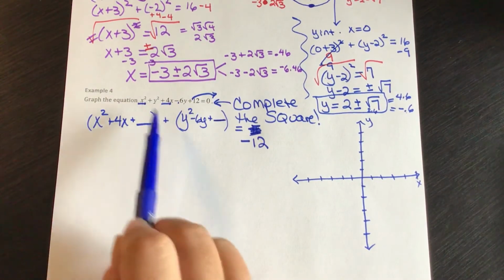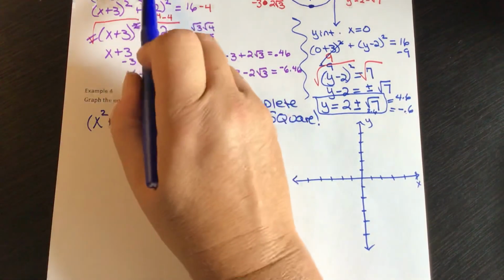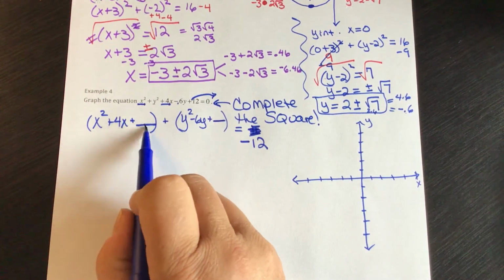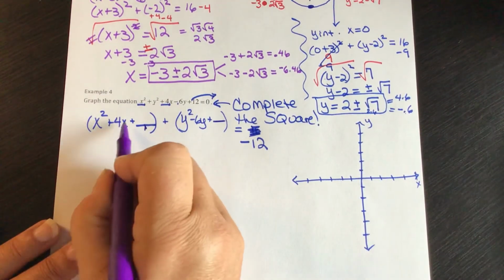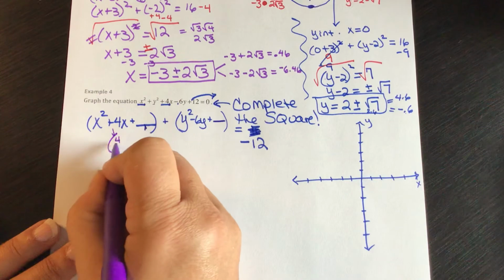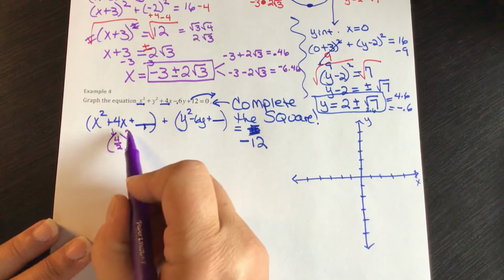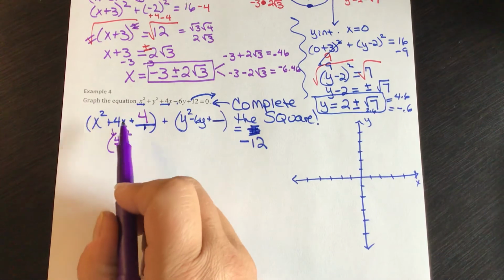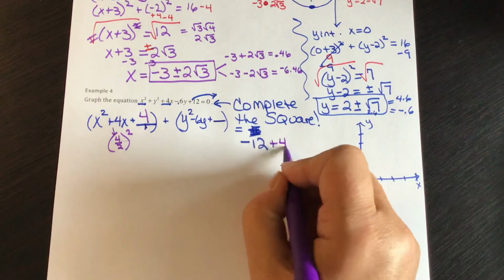What I want to do is make this a perfect square trinomial so that I can factor it and make it the square of a binomial. So I need a number here that's a perfect square. To find that, I'm going to take half of this middle term. So half of 4 and square it. Half of 4 is 2. 2 squared is 4. So I'm going to add 4 here. But remember, an equation's like a balance, so if I add 4 to this side, I got to add 4 to this side.